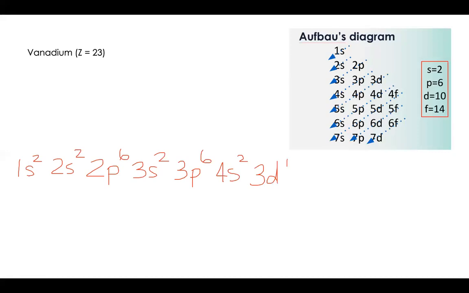3d1. If we sum the exponents, we have 2, 4, 10, 12, 18, 20, 21, but we need 23. So instead of writing 3d1, I'm going to write 3d3, remembering that d can hold a maximum of 10, so I can write 3d3. And this will be the electron configuration of vanadium.